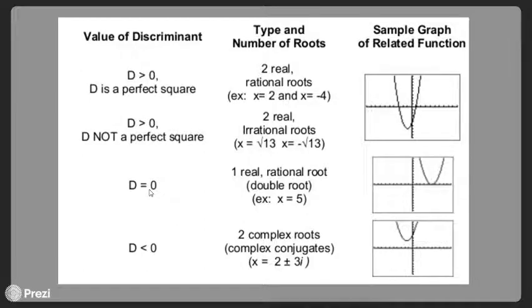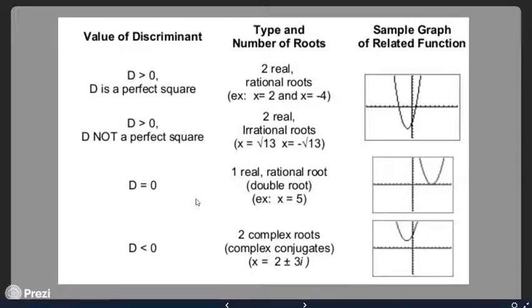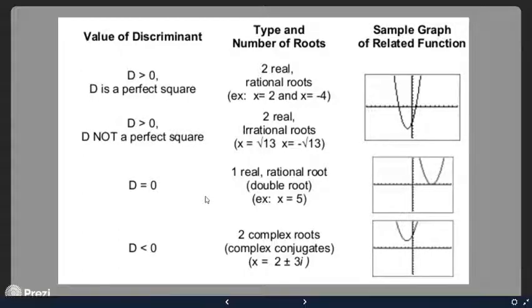Okay, so if you end up with 0 as your discriminant, that means you're going to end up with 0 under the square root. And the square root of 0 is 0. So this means that you're going to end up with a repeating 0, or something called a double root. So like I told you, you could get 1 plus 0, which is 1, or 1 minus 0, which is also 1. So you're going to get the same answer 2 times. So if your discriminant is 0, you know that you'll have 1 real rational root. So you're going to end up with 1 solution.